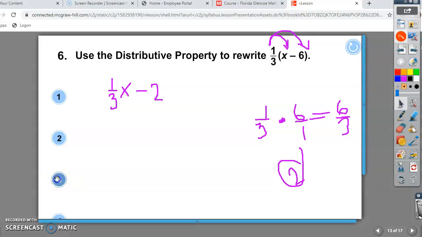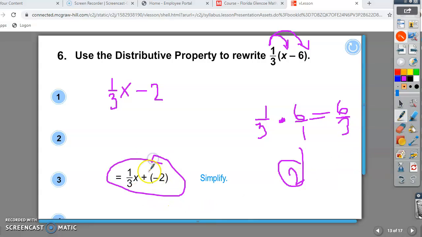That's my final answer. Okay, now notice how this answer here was written with the parentheses where you're differentiating that there's a plus, a -2. Same thing. These are both what's called equivalent expressions. This expression here, this distributive property, is equivalent to that, and so is this one. They're all equivalent expressions.